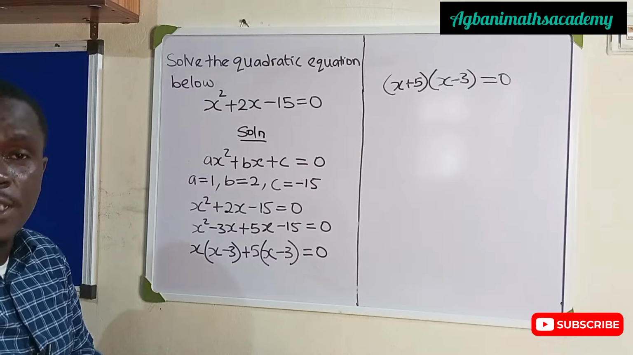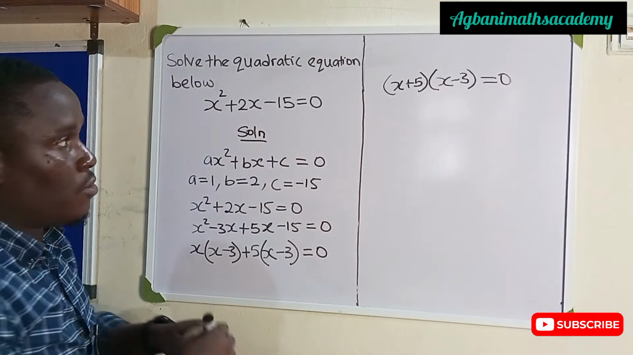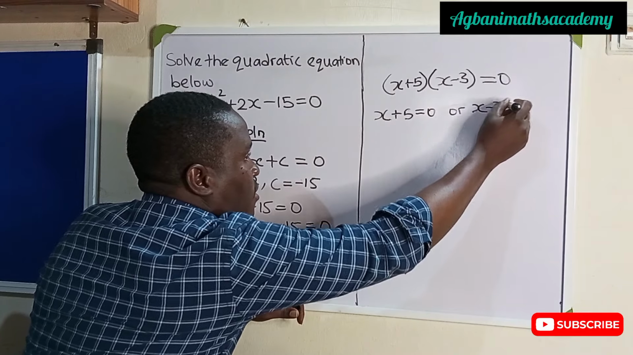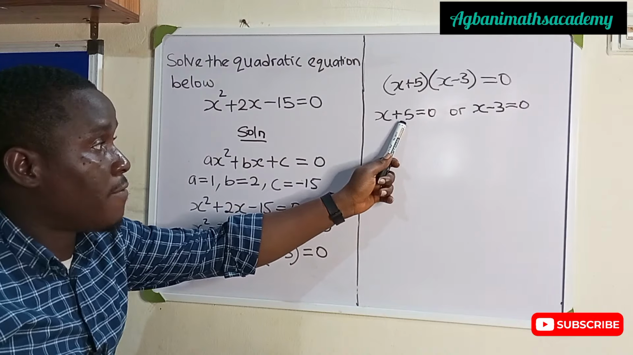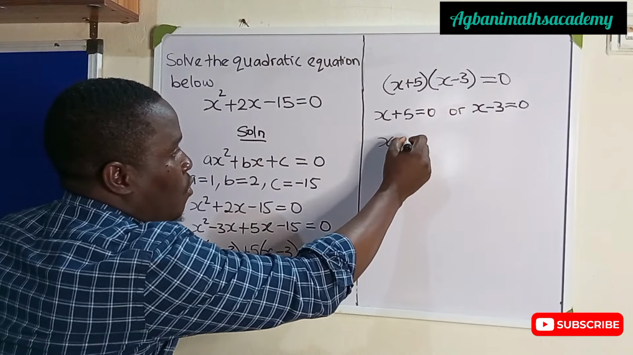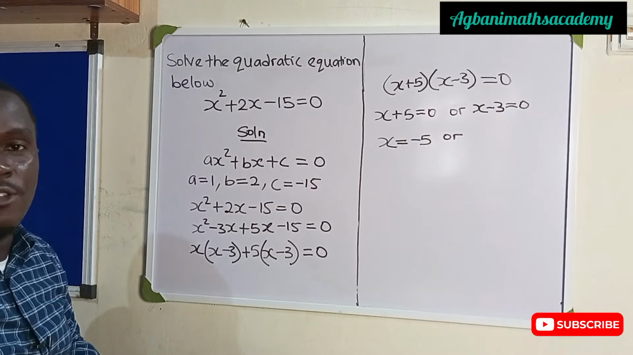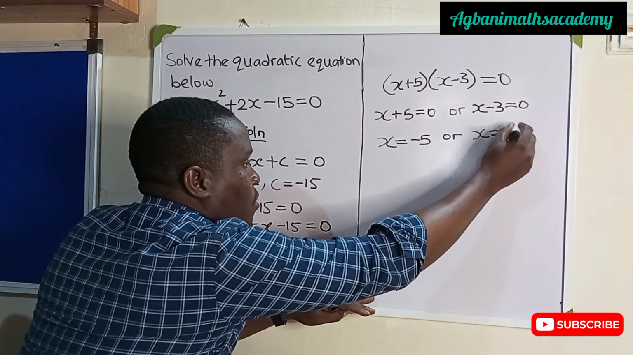Okay, so the next thing we are going to do is equate each of these brackets to 0. This means x plus 5 is equal to 0, or x minus 3 is equal to 0. Now we are going to move the number on the left to the right. So plus 5 crossing over to the right is going to give us minus 5. This means that x is equal to minus 5, or minus 3 crossing over to the right is going to become plus 3. So x is equal to 3.